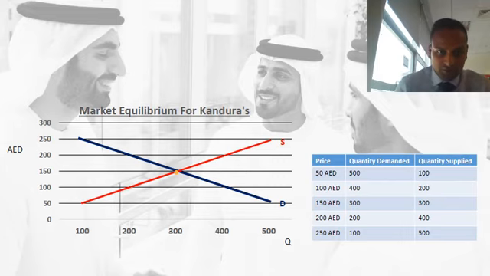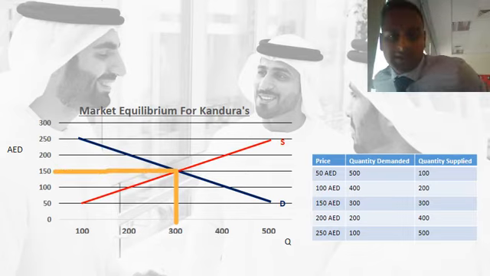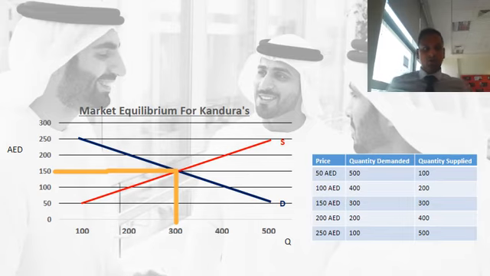If we just show this on the diagram, we can see that at the equilibrium price, 300 Candoras are produced by the sellers, and at that price they're all sold to the consumer. So the wishes of the consumer and the sellers are matched at this price. You'll sometimes hear the equilibrium price referred to as the market clearing price, because at that price everything that the seller has produced is sold.